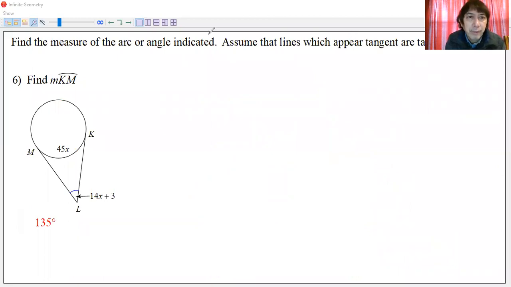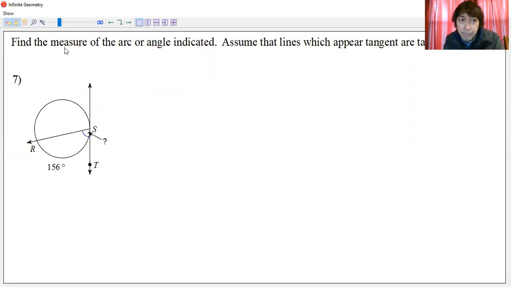All right, next, number 7. All right, here's number 7. Okay, we have here intersection of a chord and a tangent. All right, so we have here the theorem. If a tangent and a chord intersects in a circle, then the angle formed is equal to 1/2 the intercepted arc.